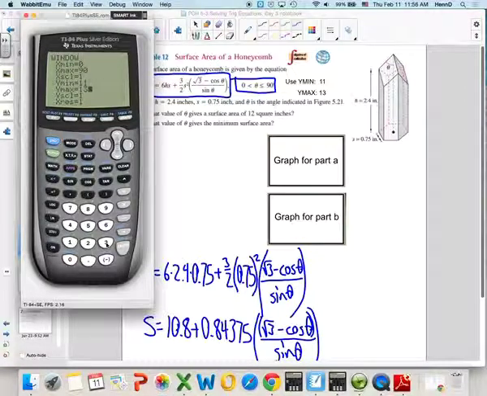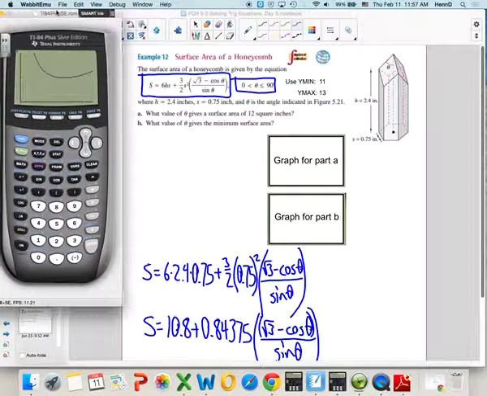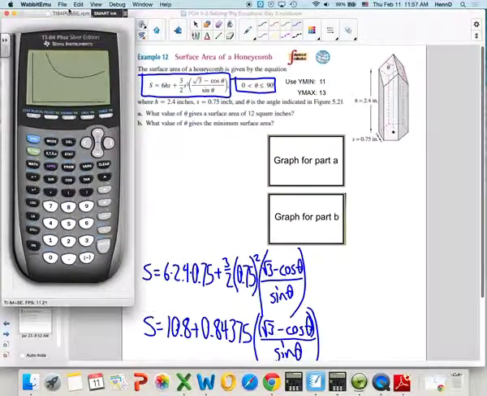Okay, so now I'm going to graph this. And I see it coming down here. It's leveling off, leveling off, leveling off. Oh, and now it's heading back up a little bit. Okay. So, at this point here, I want to figure out part A. What value of theta gives a surface area of 12 square inches?